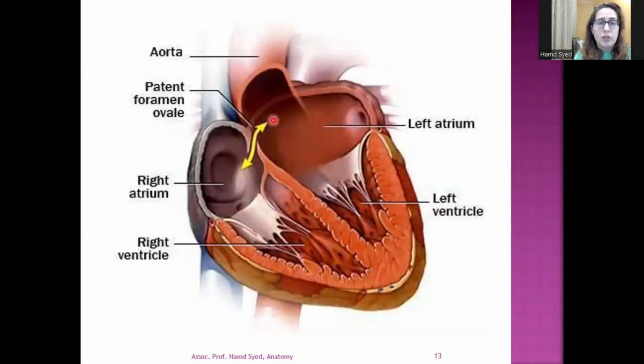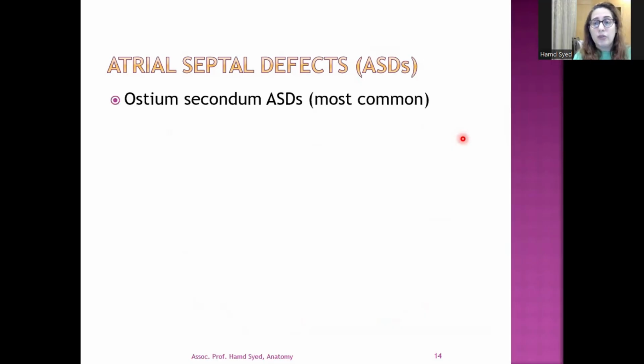You see over here, this is the patent foramen ovale. It is the passageway which is still open after birth between the right and left atria of the heart. Normally, as I told you, this opening is supposed to close. It closes functionally before it closes anatomically. Now, if we talk about the atrial septal defects related to this anomaly, there are different types of atrial septal defects. Ostium secundum defects are the most common ones.